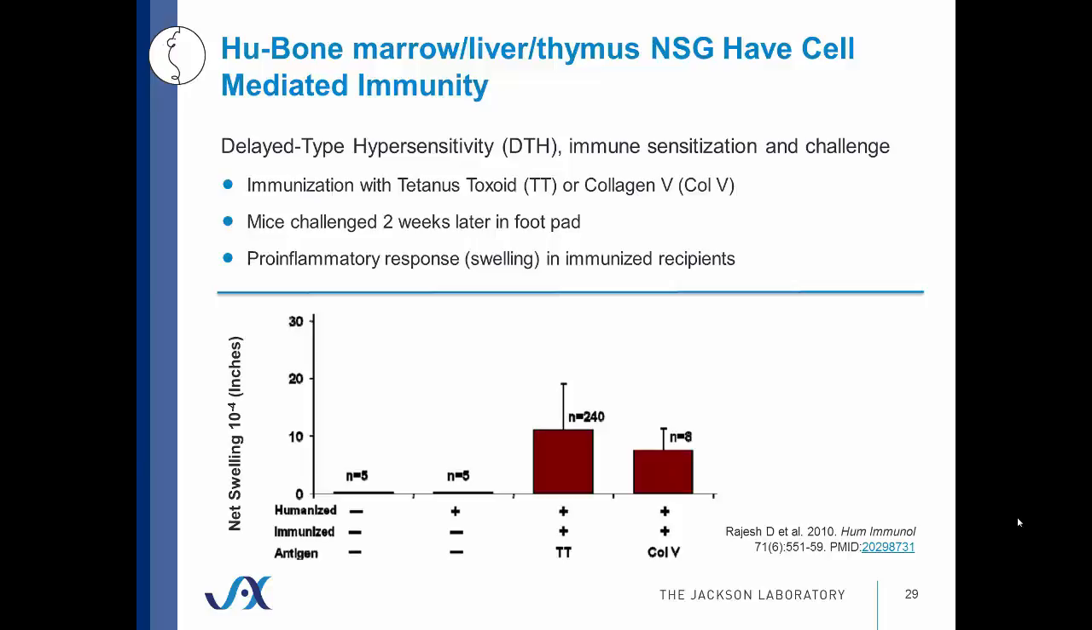the foot. And if we look at the graphic at the bottom, we can see only the mice that were humanized, immunized, and then given an antigen stimulation had net swelling in the foot pad. And this is a clear evidence that these mice do indeed have a delayed type hypersensitivity response.